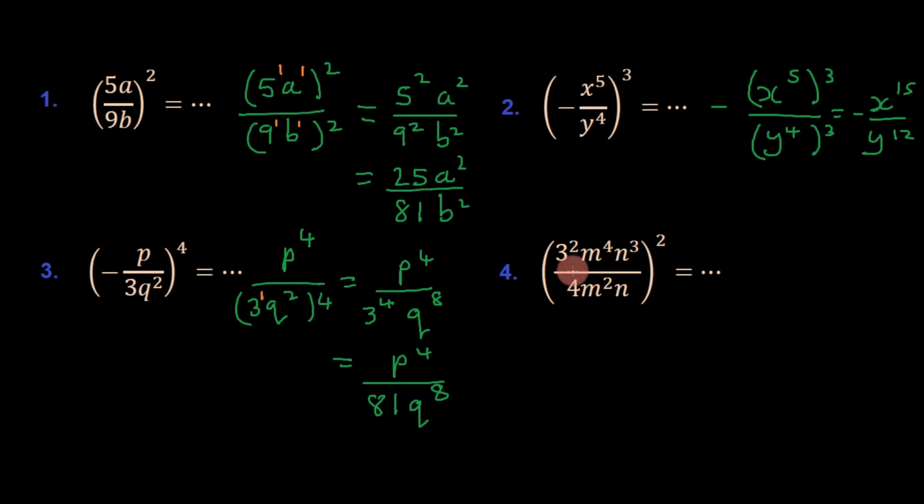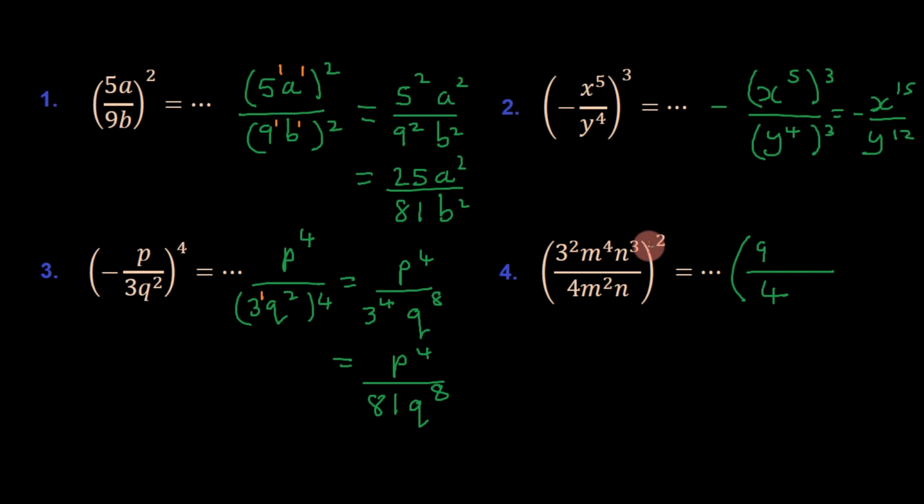In number 4, we have a choice as to how we want to proceed. We can either start straight away by applying law 4 and applying the power of 2 to both the numerator and the denominator. Or we can go the BODMAS route and simplify inside the brackets first. So let's do that. 3 squared we can write as 9. m to the 4 divided by m squared.